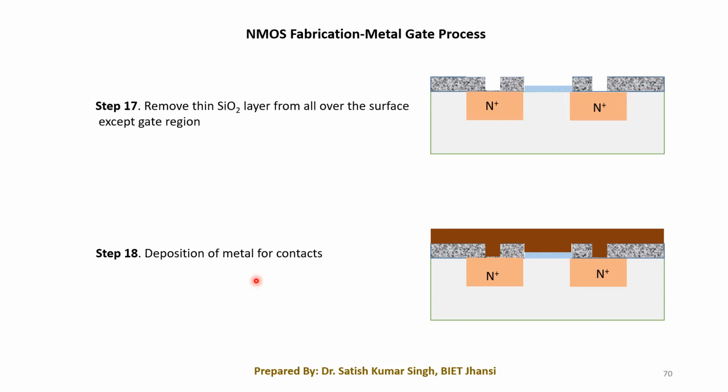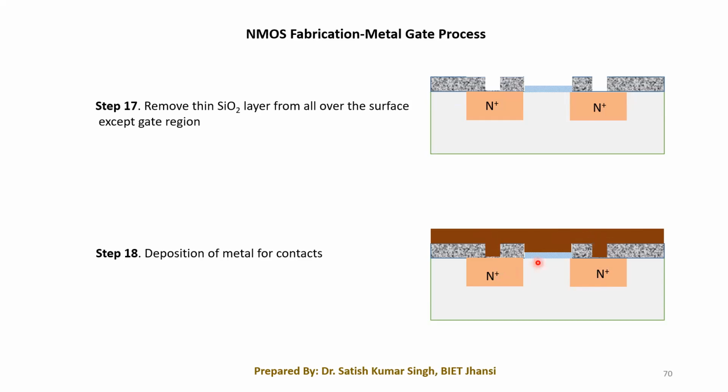So what kind of metal we are using and how it can be deposited, I will be discussing in the later sections. Okay, so we have to deposit the metals for contact. After depositing these metals, you can see all are short circuited, because all over the places we have the same metal and they are all interconnected. So they are all short circuited.